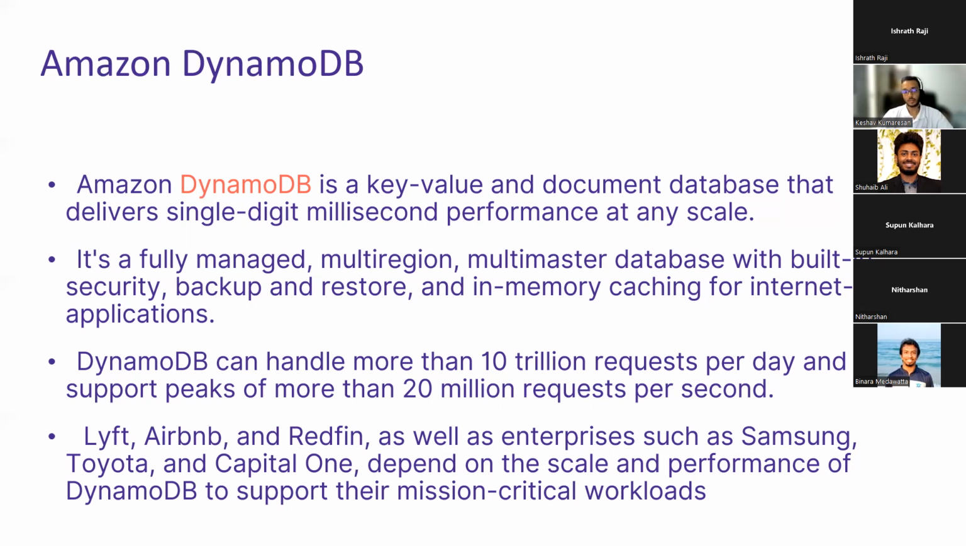So in a situation like that, DynamoDB is a good offering because it can handle more than 10 trillion requests, and it supports 20 million requests per second. So it's very highly scalable, and for situations where you want to store this kind of dynamic data and you want to query it very fast, then DynamoDB is the best option inside AWS.